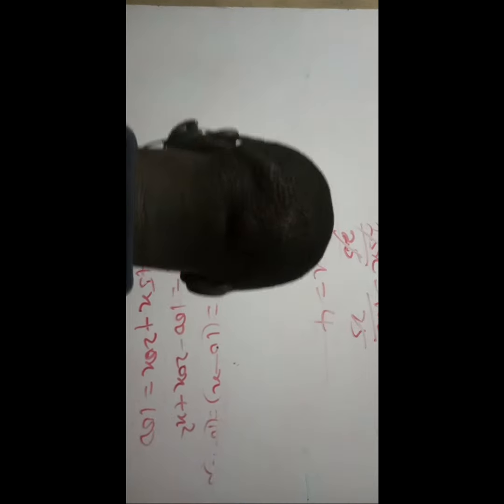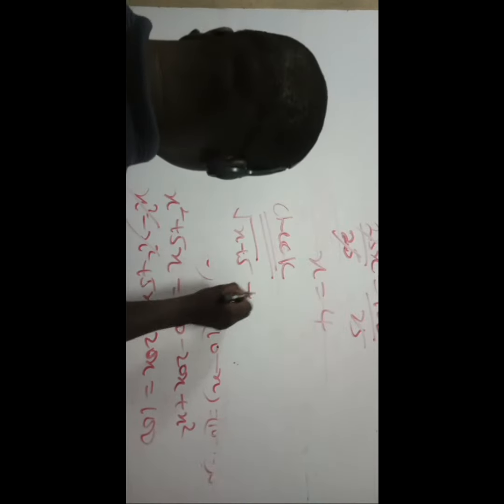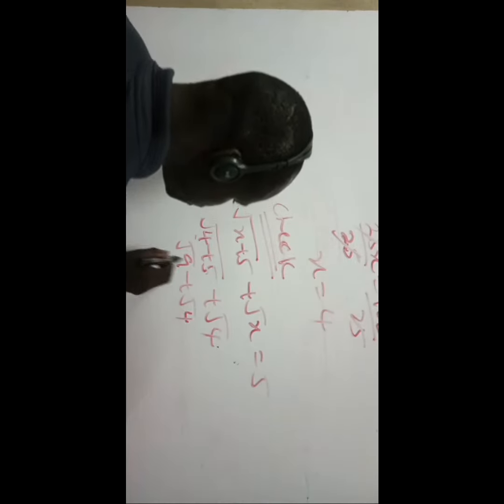So if x is equal to 4, can we check? Let's just check if our answer is right. What is the question? Square root of x plus 5 plus square root of x is equal to 5. Let's check if what we have done is correct. Then from here, when x is equal to 4, I'm going to have square root of 4 plus 5 plus square root of 4. 4 plus 5 is 9. So I'm going to have square root of 9 plus square root of 4. Square root of 9 is 3 plus square root of 4 is 2. Then it is 5. So we are correct.